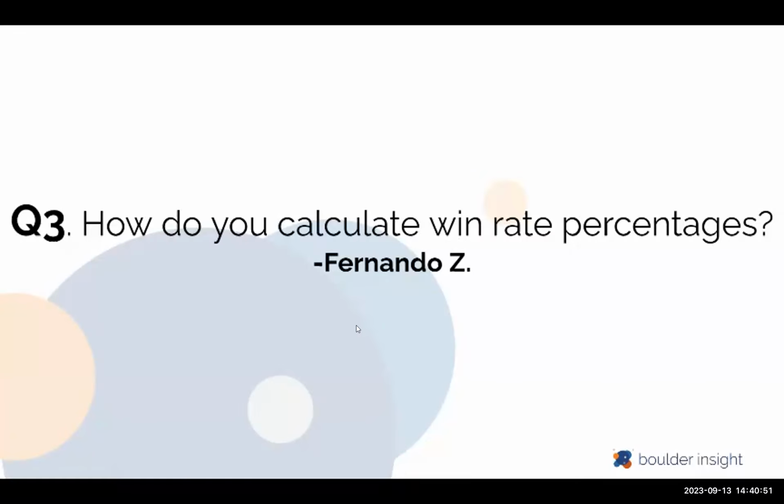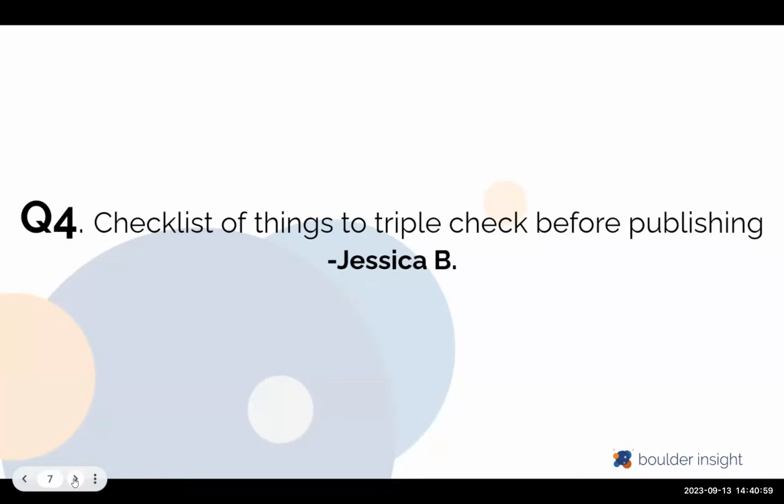So the last question that was submitted, actually, it was more of a topic that was submitted by Jessica, a checklist of things to triple check before publishing. Before I get into it, Jessica, again, could you maybe give us some context? Was there something in particular that you were encountering, or has this been an ongoing issue for you and your team?